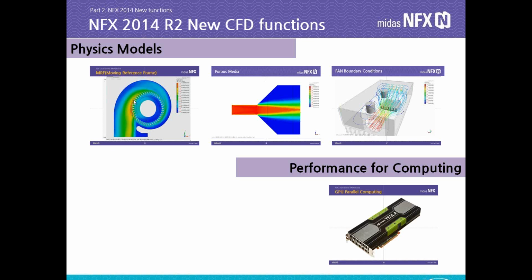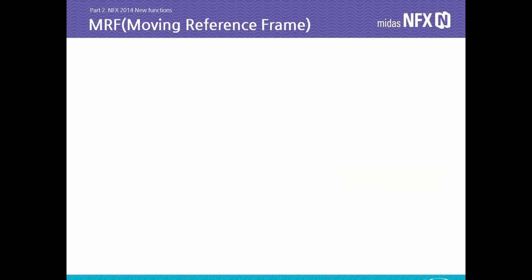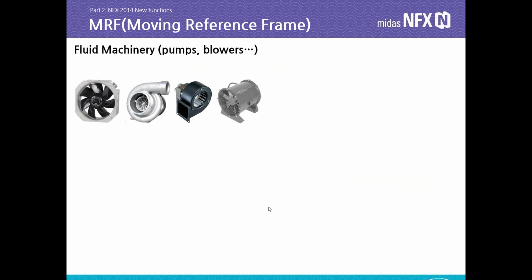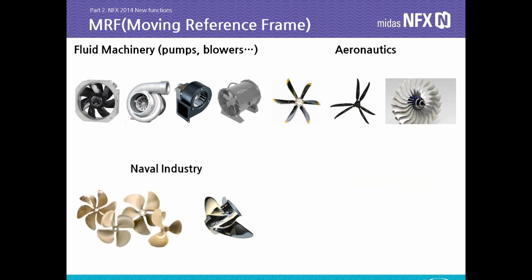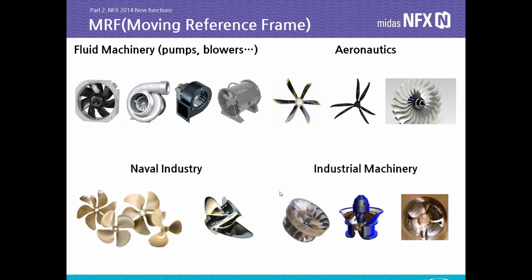So first thing is called MRF, Moving Reference Frame, Porous Media, and fan boundary condition, and the GPU parallel computing. So I'll explain all that. So first of all, what is this moving reference frame? Well, it's a feature that is required when you are doing rotating equipment analysis like fluid machinery, aeronautics, naval industry like propellers, or maybe blowers in industrial machinery. So it's a very useful feature for all that.